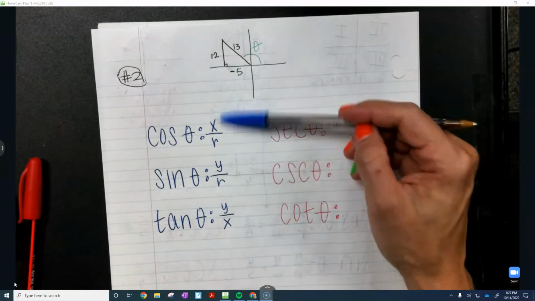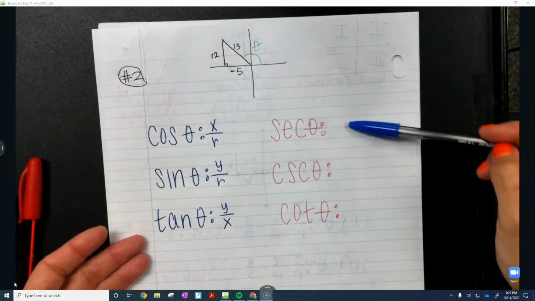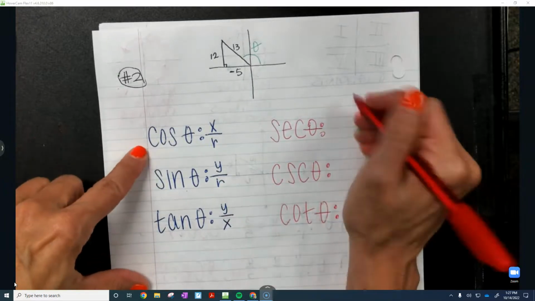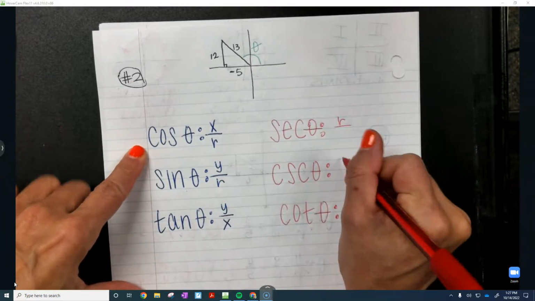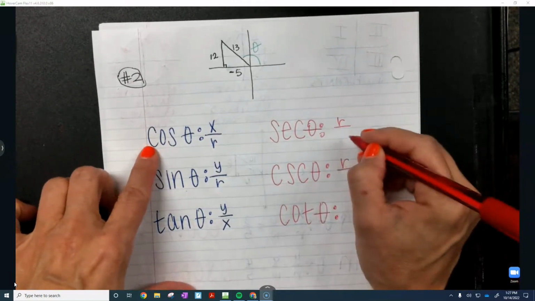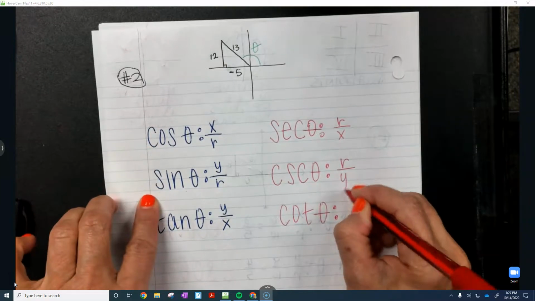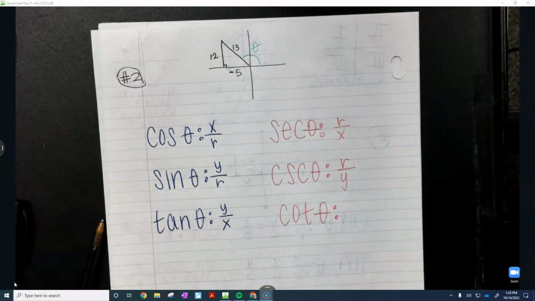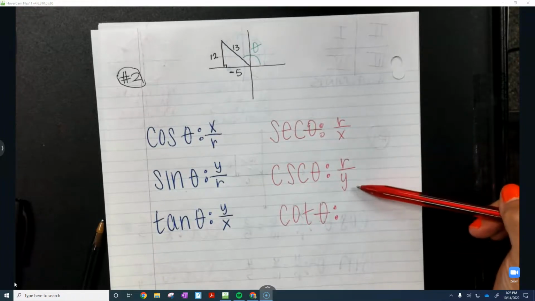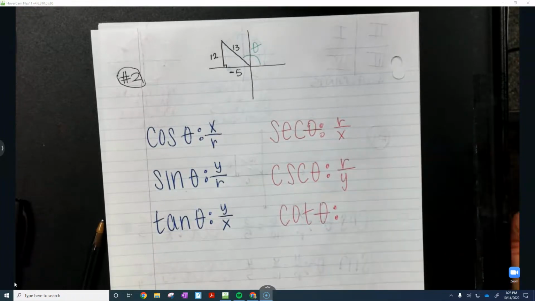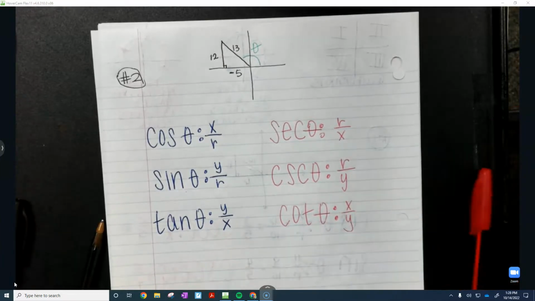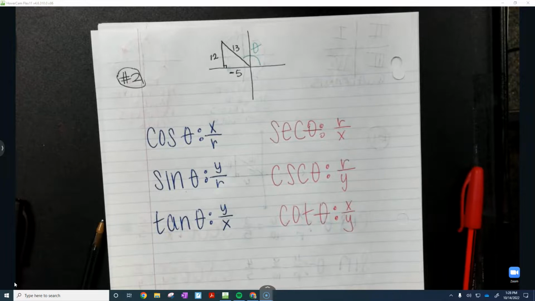And remember, if you can memorize those, you've got it all, because all you got to do is flip them upside down over here. So secant and cosecant always have an R on top. And I know that the reciprocals are just going to be the bottom letters. So X belongs to the denominator for secant, Y belongs to the denominator for cosecant. And cotangent is X over Y. So hopefully that helps it kind of memorize for you.